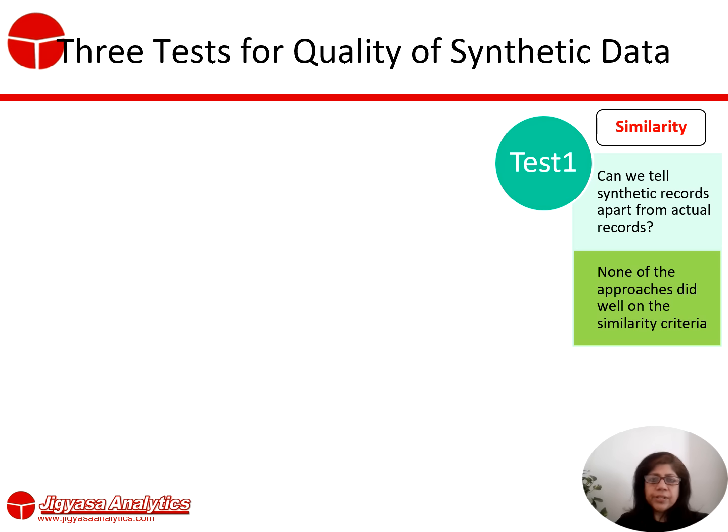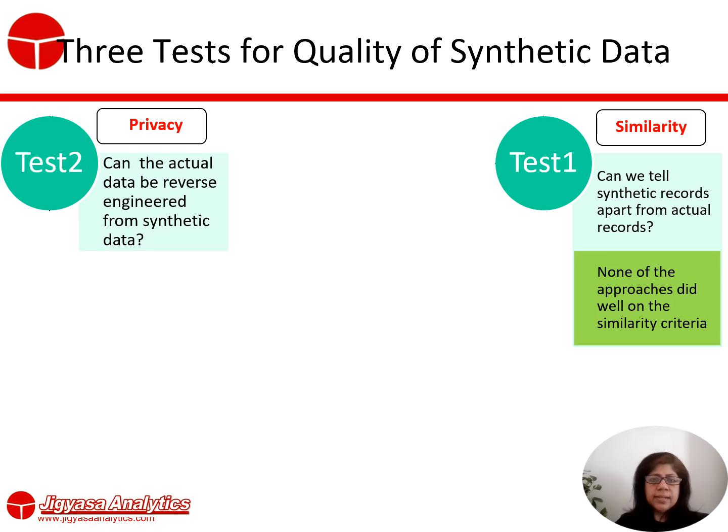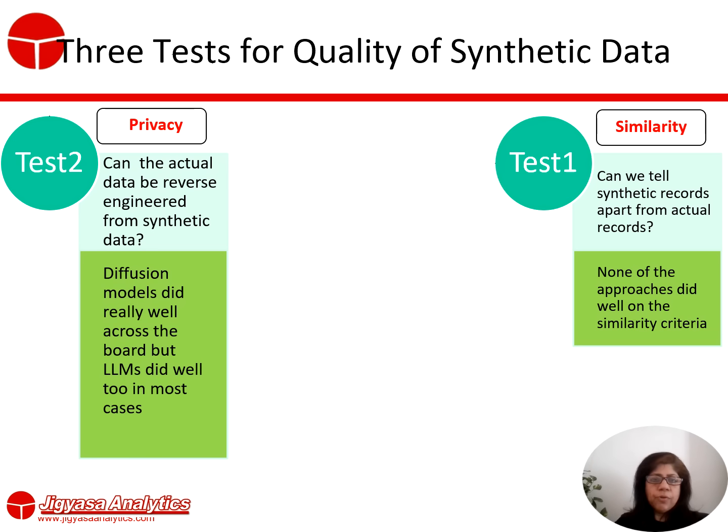In the second set of experiments, we tried to evaluate how well the synthetic data preserves the privacy of the original data. Is it possible to get some of the actual data back by reverse engineering the synthetic data? We found that diffusion models performed really well in maintaining the privacy of the actual datasets. Large language models also could preserve the privacy in some cases.